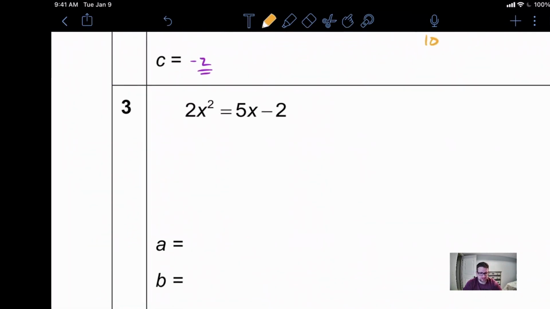So here's a third problem for us to consider. So in this problem, what's going to happen is, well, first off, everything's all over the place. It's not equal to 0, so we're going to do some work. So let's pull this over to the other side. Notice how I'm just using opposite signs so that these cancel and give us 0. So I'm going to subtract 5x over here and add 2 to keep it balanced. So I'm going to have my 2x squared minus 5x plus 2.